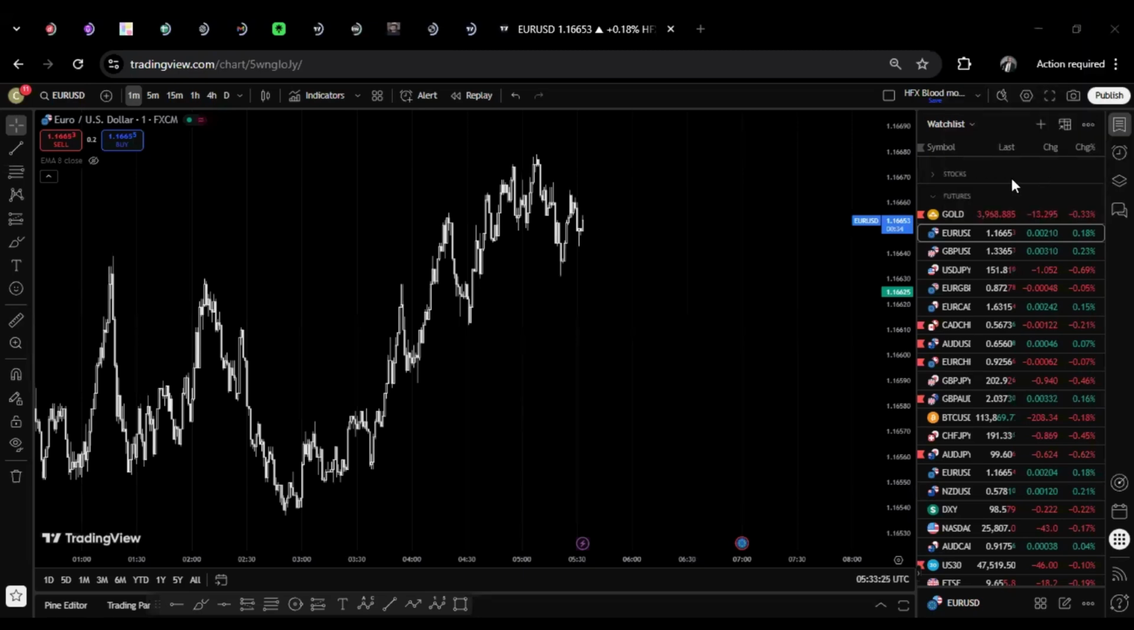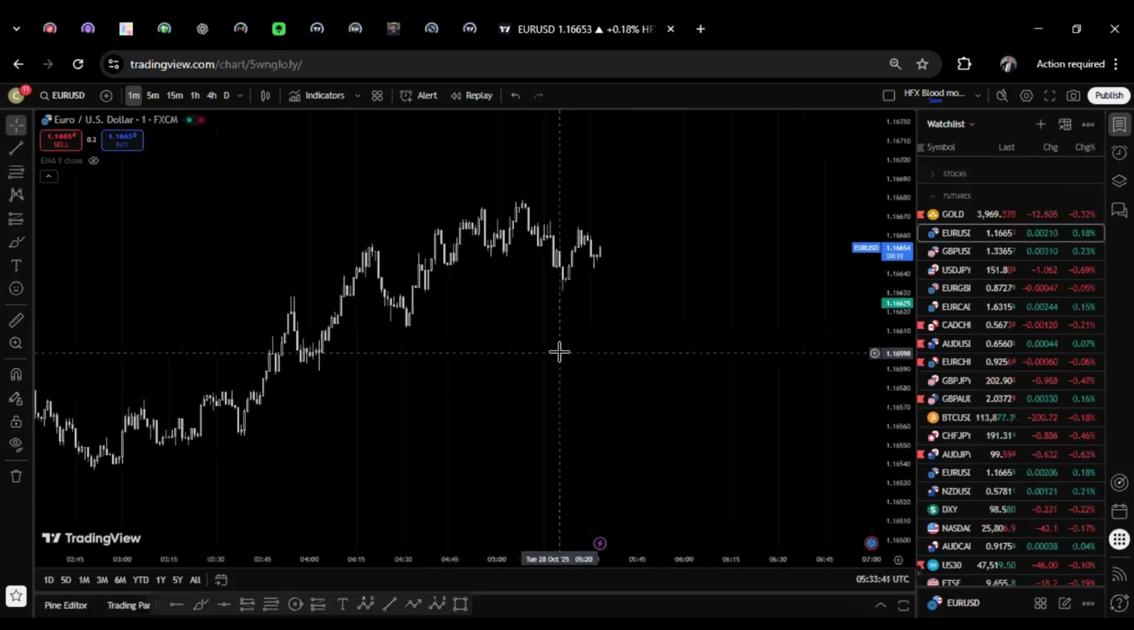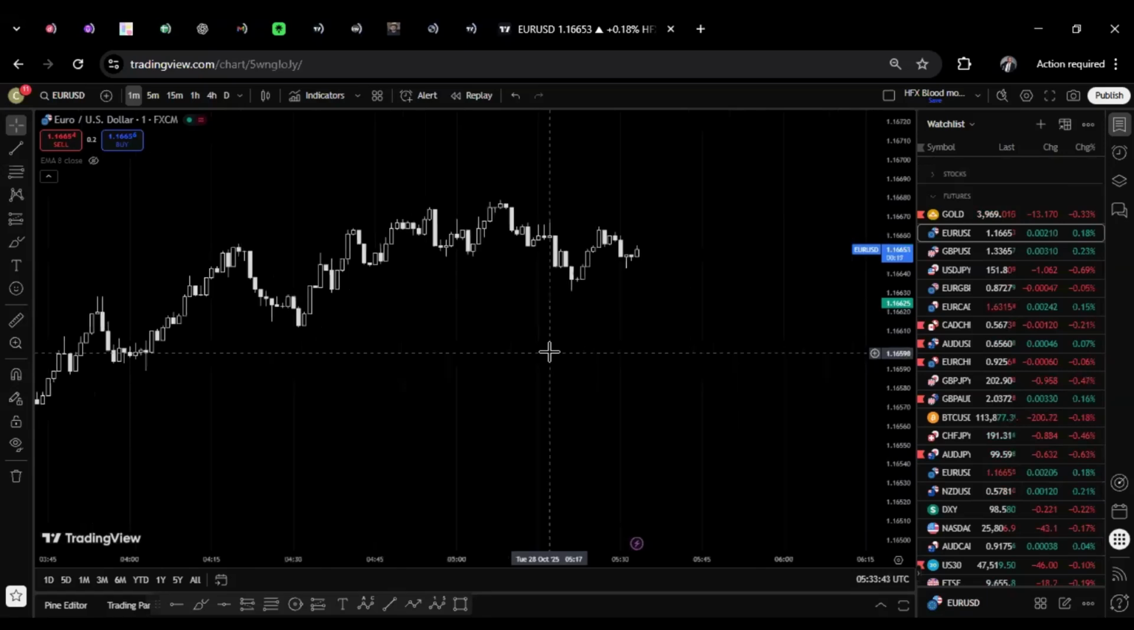So for today, we're talking about combining forex trading with indicators, right? There's going to be indicators.